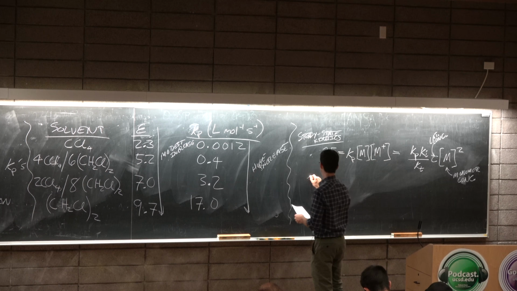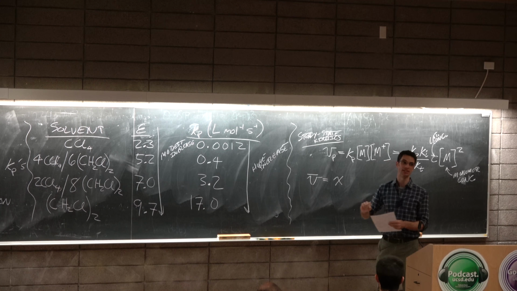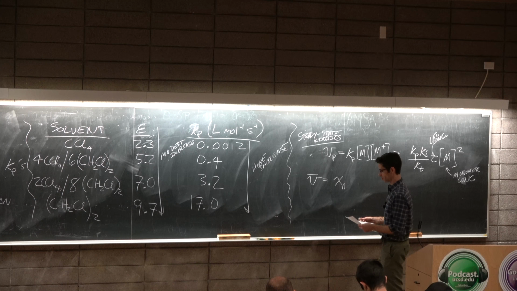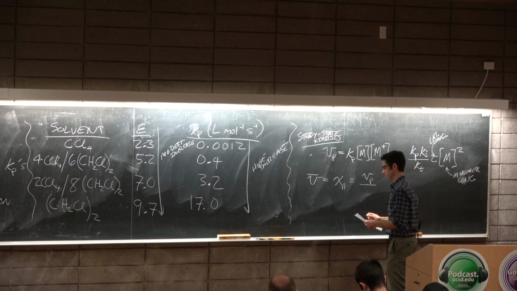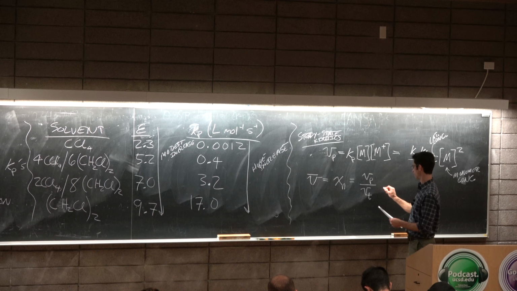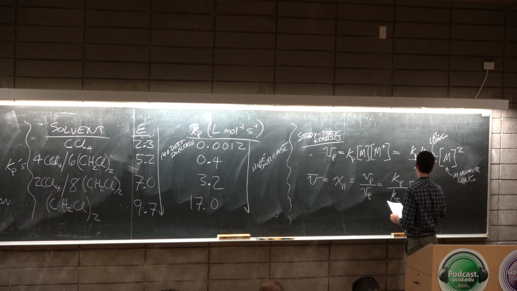We can also define a kinetic chain length, which, because we can't have combination for two positive charges like we can for radicals, is always the same as the number average degree of polymerization, X sub n, which is the number of monomers added per unit time over the number of chains formed per unit time, just as it was before, which is equal to Kp over Kt times the monomer concentration.